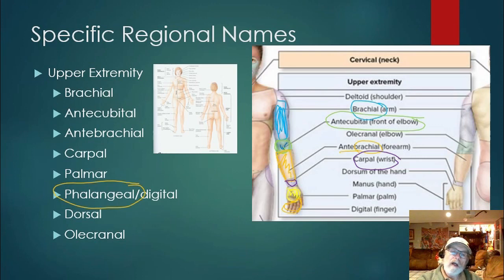Dorsum means the back of the hand. The back of the hand is the dorsal region. And in the back of the elbow, up in here, it's called the olecranon region. It's a small little part of the ulna, which comes up there. The little funny bone that you feel back there, that bone, that's the olecranon process of the ulna. And so it's in the back of the elbow, and that's called the olecranon region.